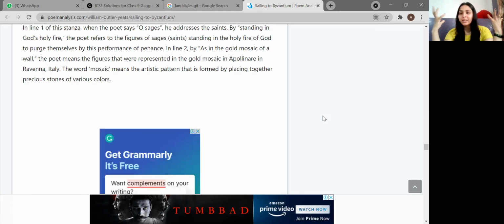So, what is a mosaic? It is actually an art of placing together all these stones and making a form, a formation. So he's referring to this mosaic as the saints of this place.